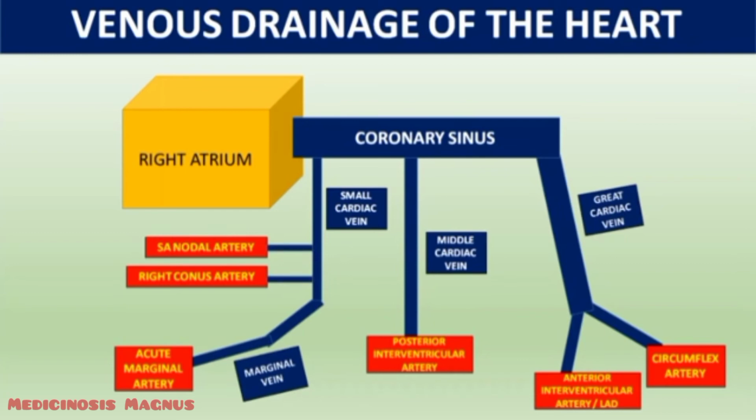Now there is a special mention here, a vein that is not a part of the coronary sinus. That is the anterior cardiac vein. The anterior cardiac vein drains part of the right ventricle into the right atrium. This drains in the anterior part of the right atrium. The anterior cardiac vein goes to the anterior part of the right atrium. It is not a part of the coronary sinus. So this is an important point.